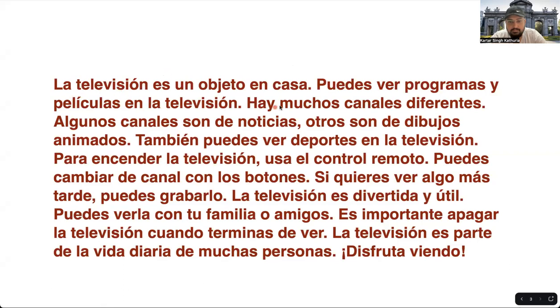La televisión es un objeto en casa. Puedes ver programas y películas en la televisión.